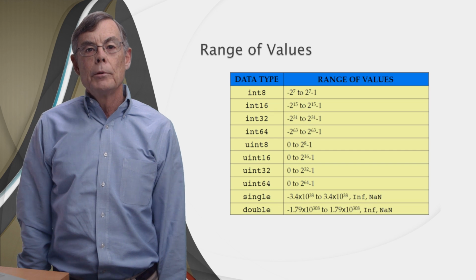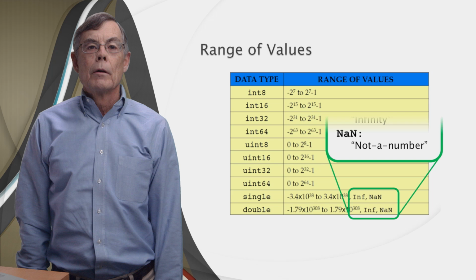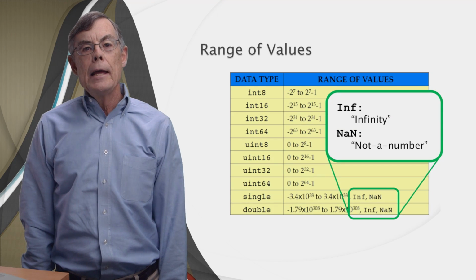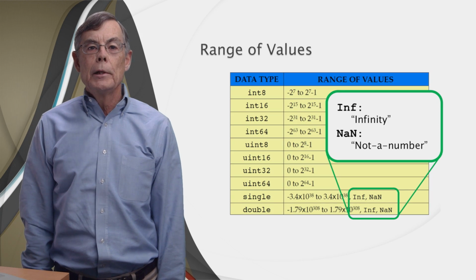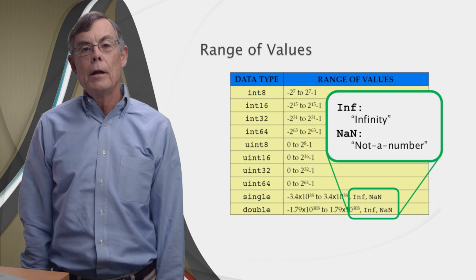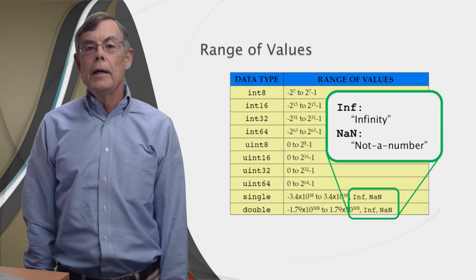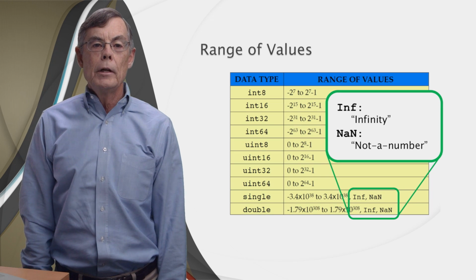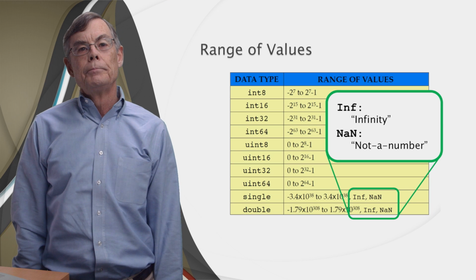But the singles and doubles can each hold values outside their ranges too. There are 2 of these out-of-range values. The first is INF, or inf, for infinity. Inf most commonly comes up when we accidentally divide a non-zero number by 0. But it signifies the result of any expression that gives a number greater than the largest value that can fit in a double. And you can guess what minus inf means.